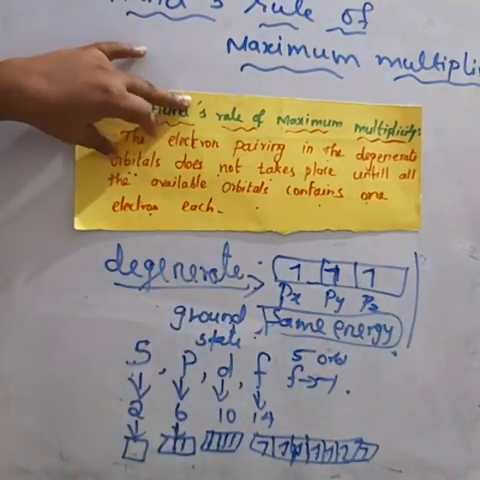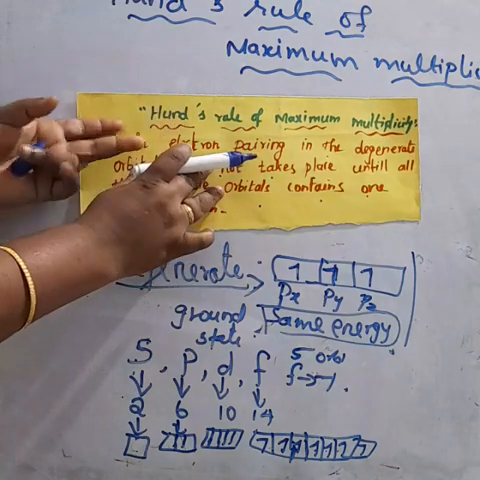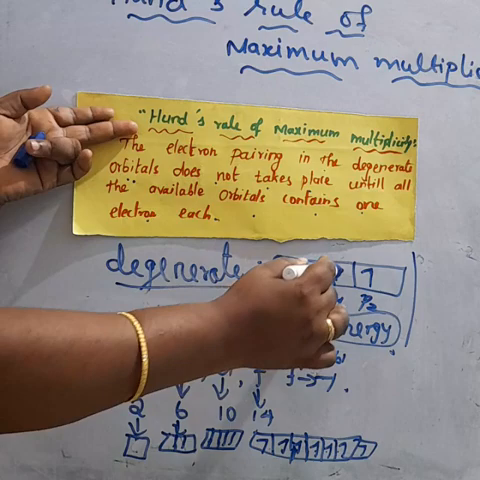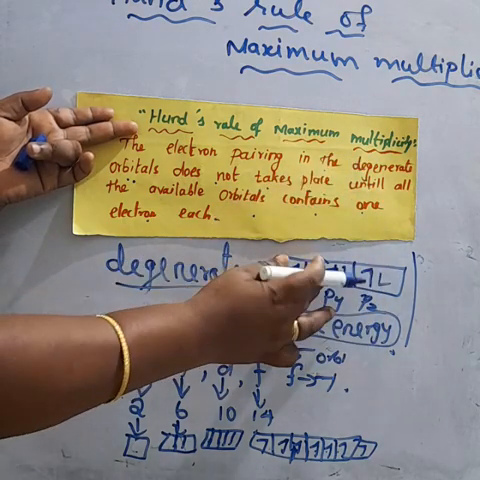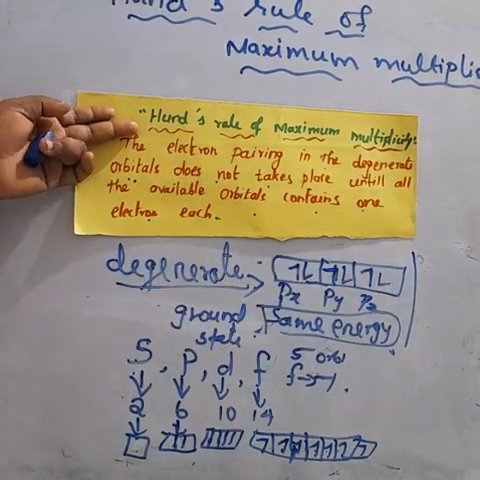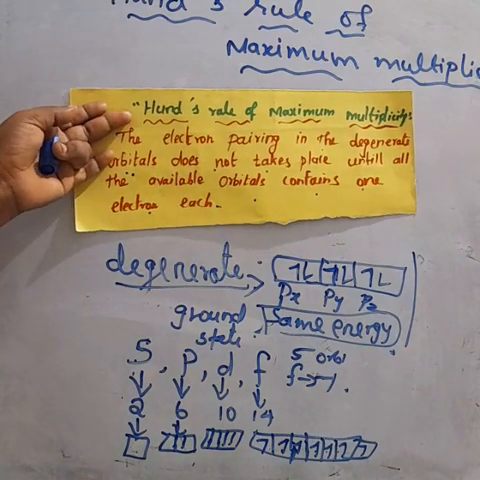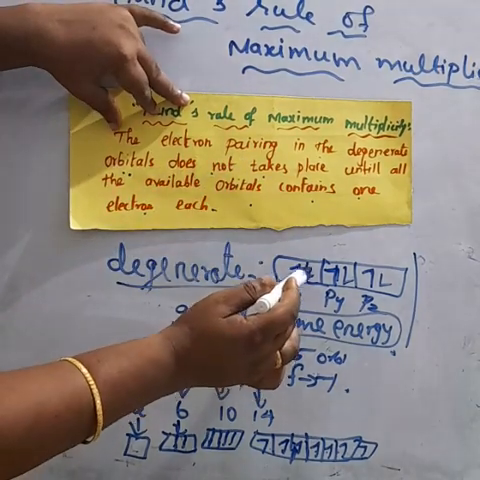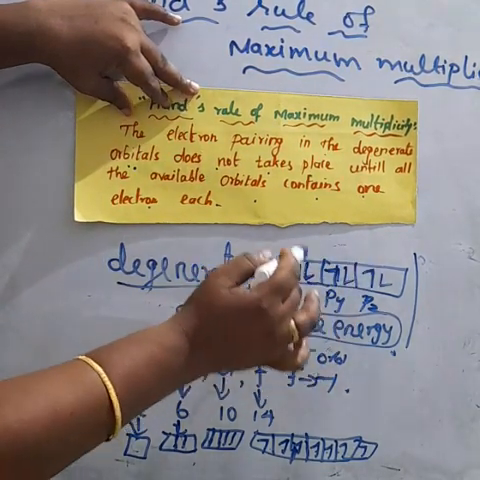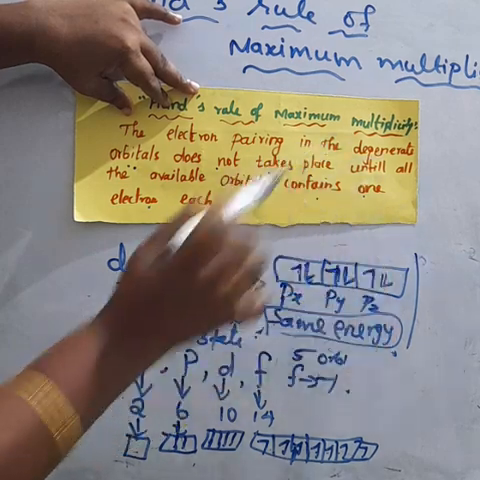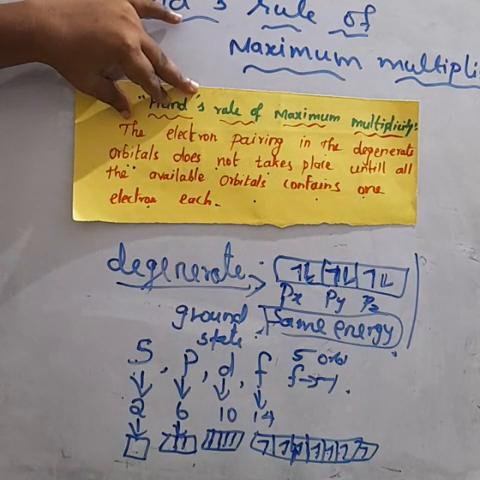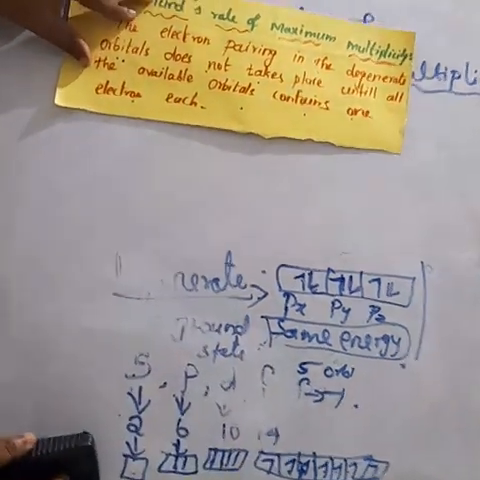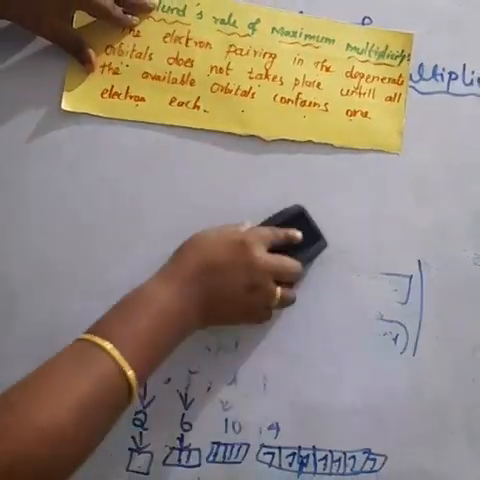After filling all the orbitals of the same subshell singly, the electrons are filled for double occupancy in each of the orbitals with the opposite spin. It is explained with an example. We know that there are 3 p orbitals, 5 d orbitals, and 7 f orbitals.